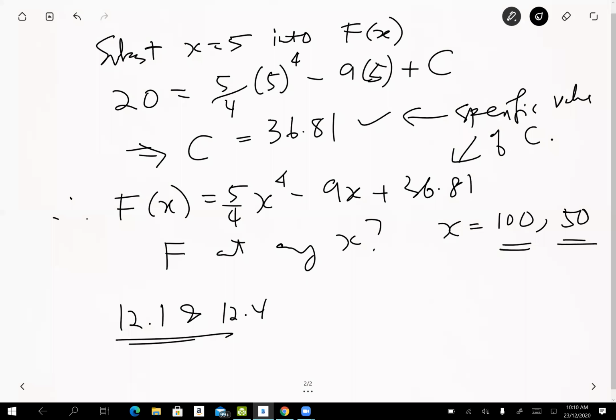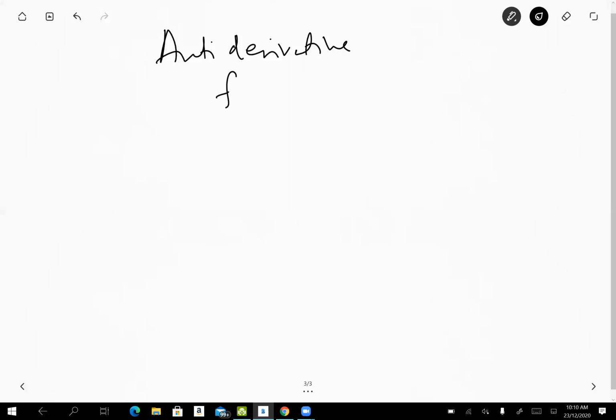Now, if you look at 12.1 or 12.4, the application is based on the antiderivative. So the concept is the concept of antiderivative. That means we know the derivative, then we integrate, and we get the function, plus a constant. That is the concept.